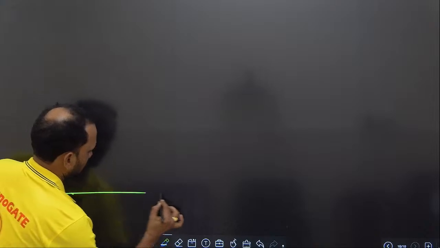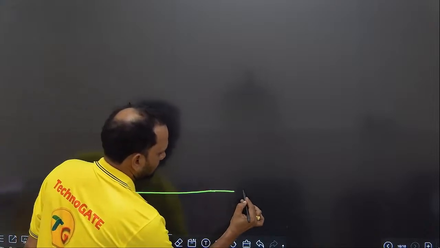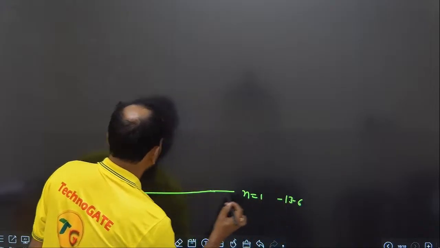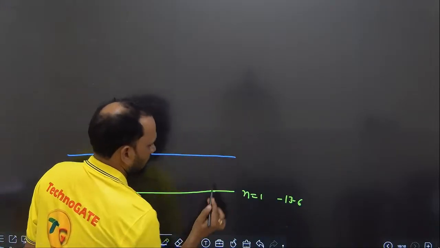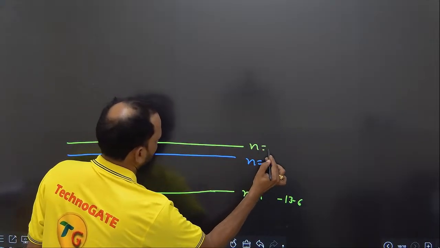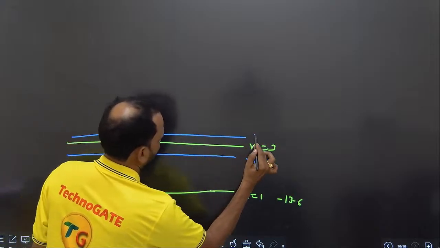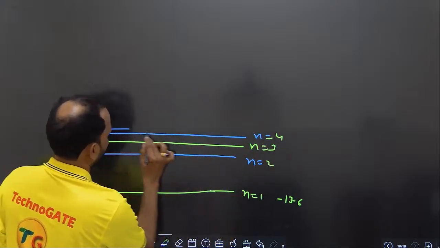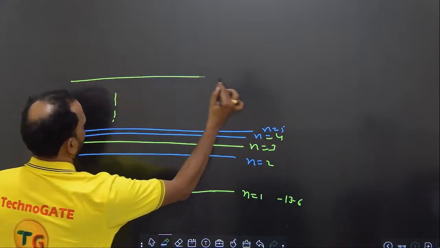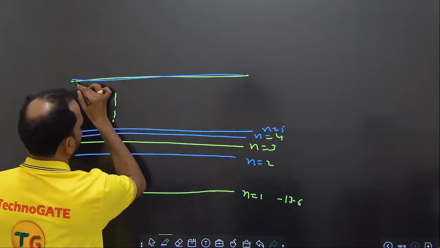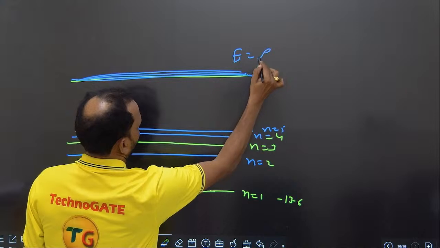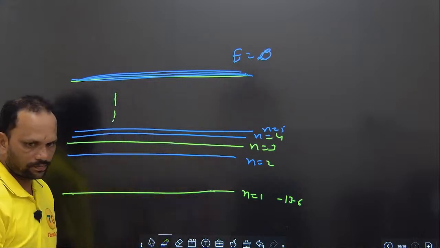So this is the ground state, n is equal to 1, minus 13.6. Then n is equal to 2, n is equal to 3, n is equal to 4, n is equal to 5, like this. Here it is a continuous spectrum, we can call it, there is no gap, because here E is equal to 0.